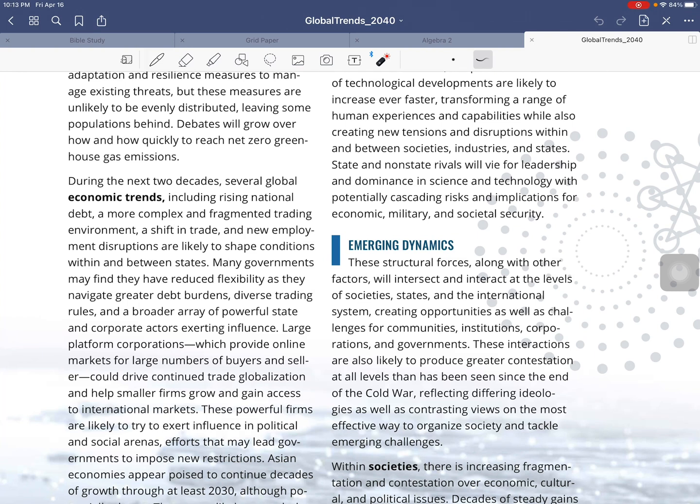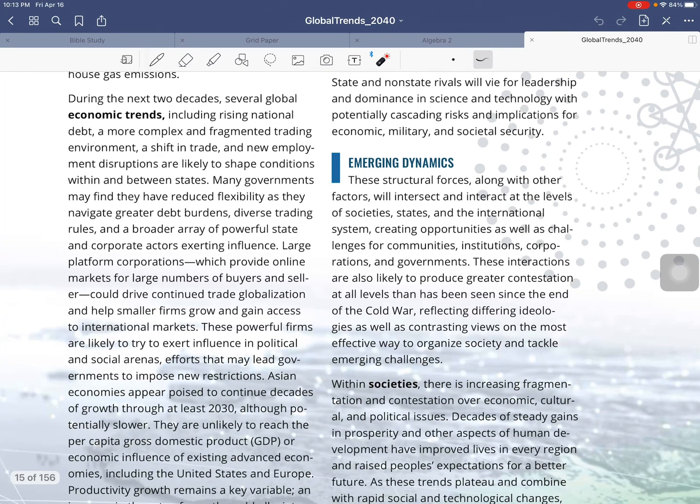Large platform corporations, which provide online markets for a large number of buyers and sellers, could drive continued trade globalization and help smaller firms grow and gain access to international markets. These powerful firms are likely to try to exert influence in political and social arenas, efforts that may lead governments to impose new restrictions. Asian economies appear poised to continue decades of growth through at least 2030.